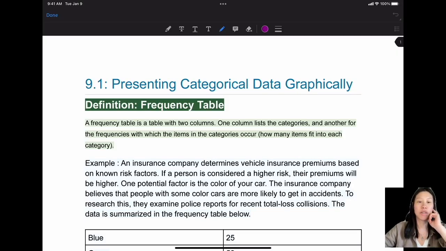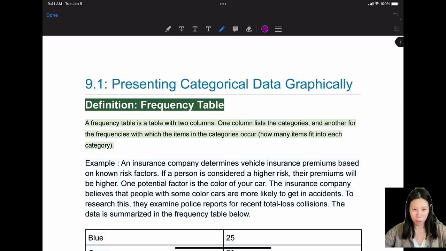This chapter we're going to talk about how to present categorical data graphically. So we're going to learn two really useful statistical tools, which are histogram and box plot. So here's an example. What is a frequency? Let's talk about the definition.